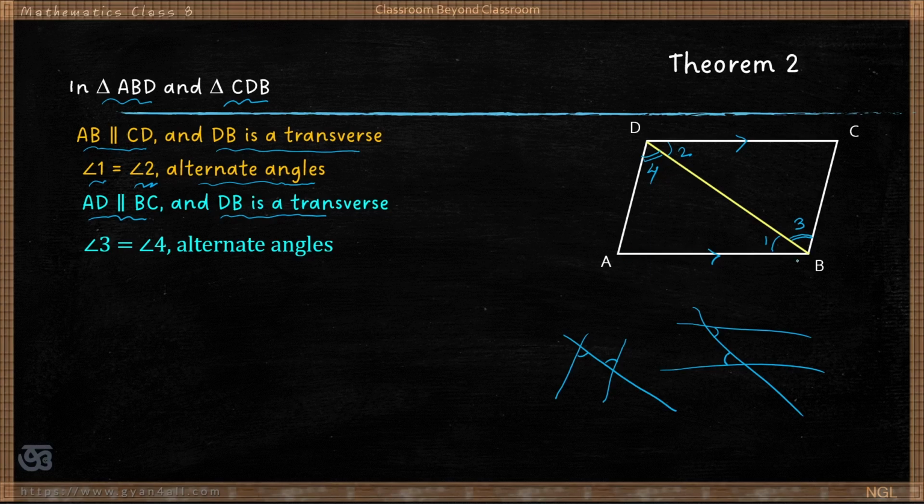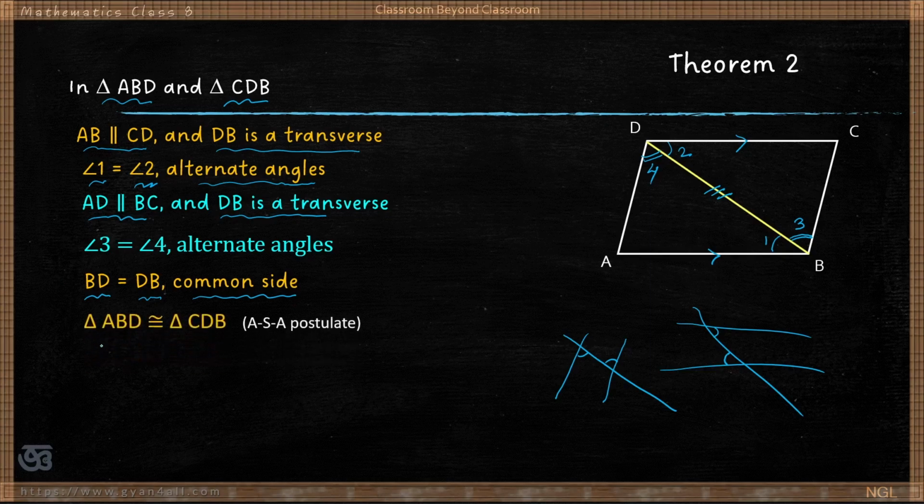Now in the triangles ABD and CDB, you see this side DB is a common side for both the triangles. So let us write side BD is equal to side DB because these are common sides. What we get? Two angles are equal and one side is equal, and this is the angle side angle postulate. So according to that postulate, triangle ABD is congruent to triangle CDB, by the angle side angle postulate.